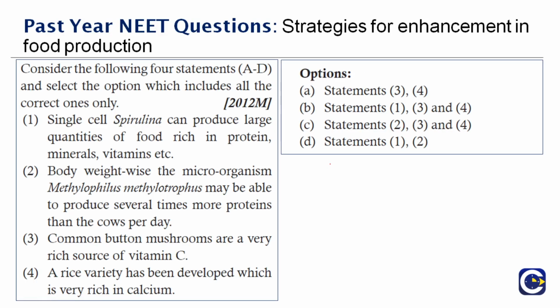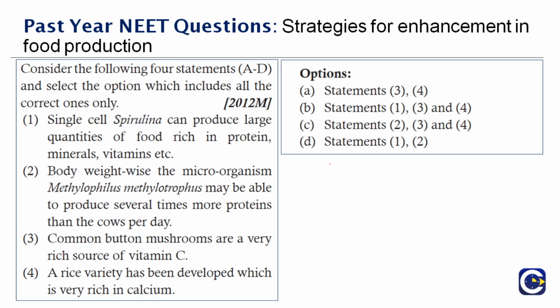Consider the following statements from A to D and select the option which includes all the correct ones only. So you have to analyze the statements here. Single-cell spirulina can produce large quantities of food that is rich in protein, minerals and vitamins. That is right. Body weight-wise, the microorganism Methylophilus may be able to produce several times more proteins than cows per day. Yeah, that's right. Common button mushrooms are a very rich source of vitamin C. Wrong. A rice variety that has been developed very rich in calcium. No, it was developed with rich vitamin A.